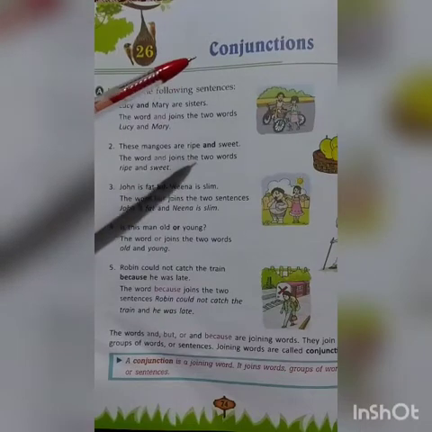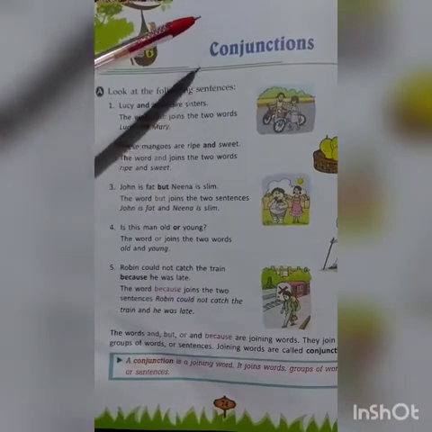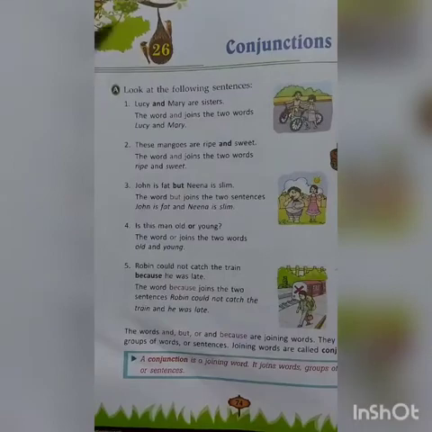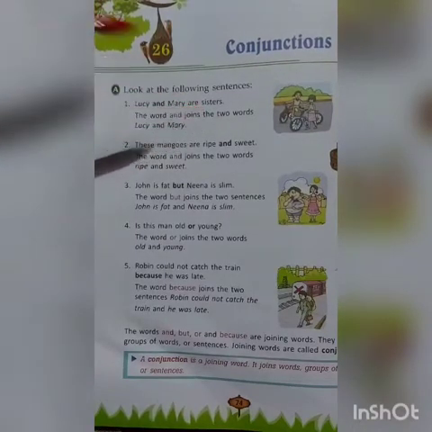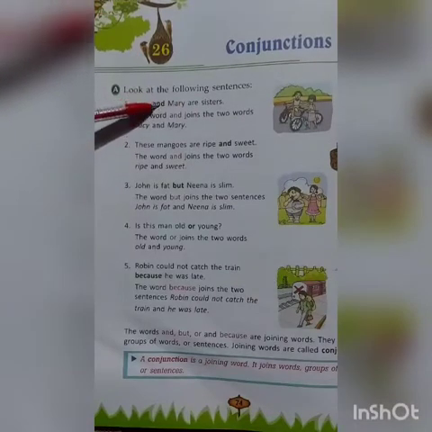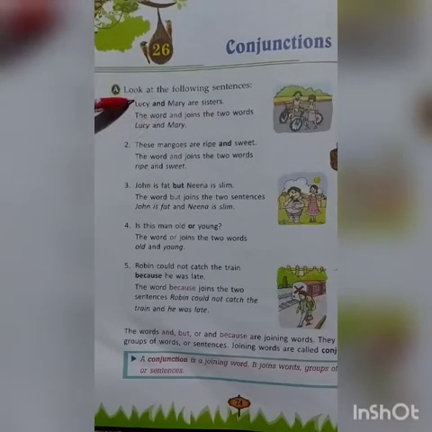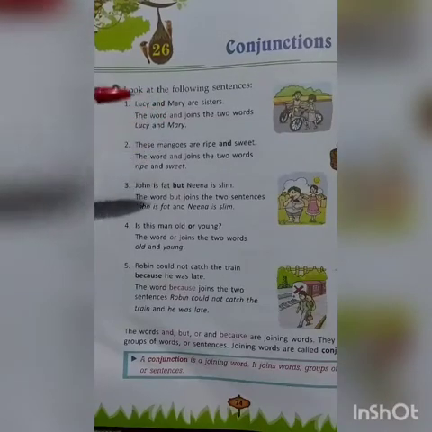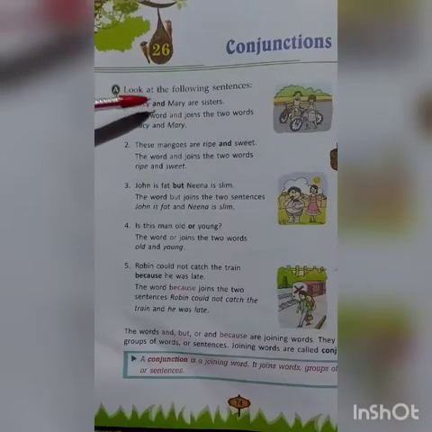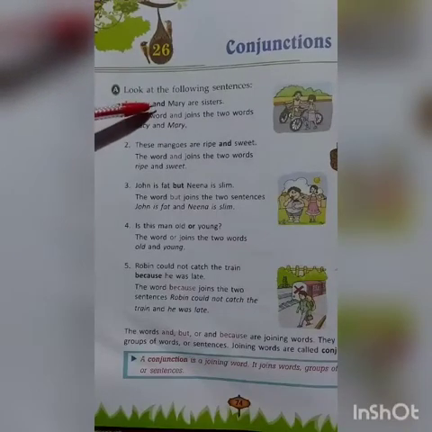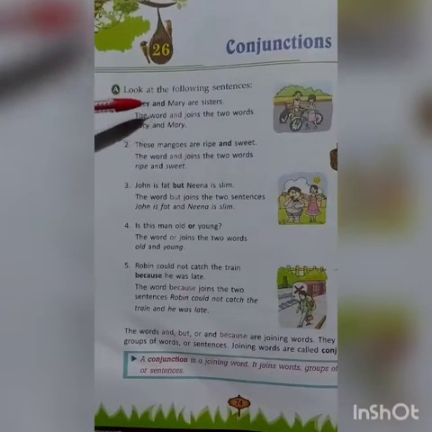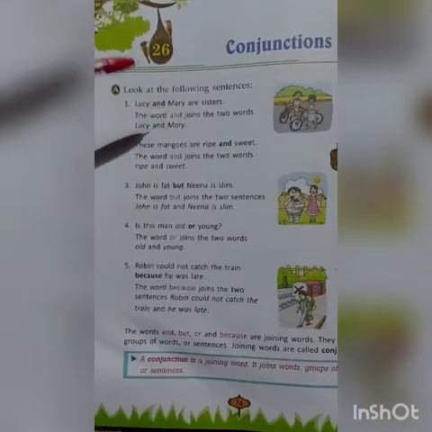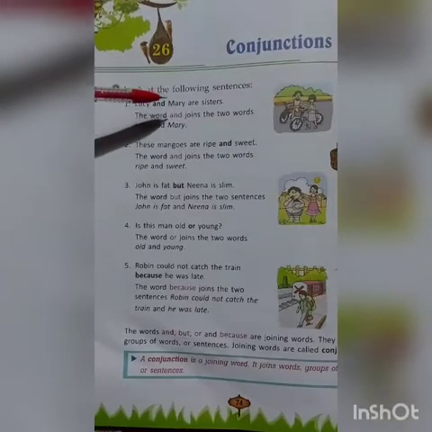So now let's understand when and where we use conjunctions. Now look at these sentences, children. Lucy and Mary are sisters. Now here, and is the word that joins the two words Lucy and Mary. Okay? Do you know when do we use and? And is used to join two similar ideas in a sentence. Okay? Now here the word and is joining two words, Lucy and Mary.